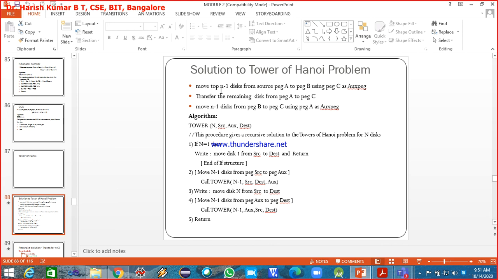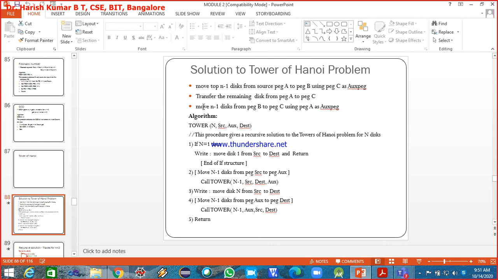But first, what you have to do is move the top n minus 1 disks from the source peg A to peg B using C as auxiliary, and next transfer the remaining disk from peg A to peg C. Getting it? So the remaining disk will be what? The bigger disk. So you transfer that disk from the source peg, because you have the top n minus 1 disks moved to what? Peg B. And you have only the bigger disk remaining on peg A, so you shift it directly to what? Peg C, your destination.